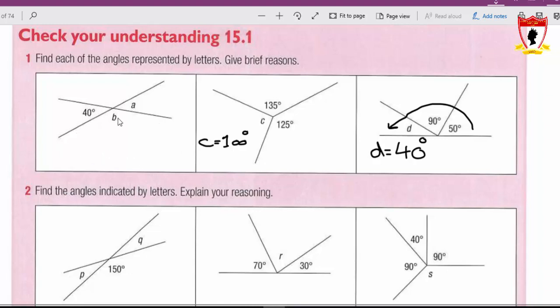This angle is 40. These two angles together, they complete a straight angle. So this one is 40. This one must be 140. And these two angles are vertically opposite. So A must be 40 because it's vertically opposite to the 40.